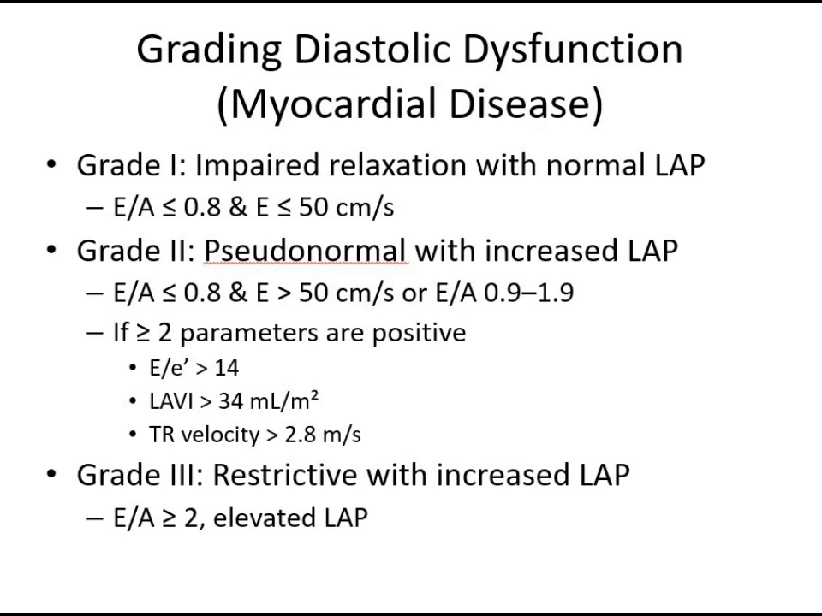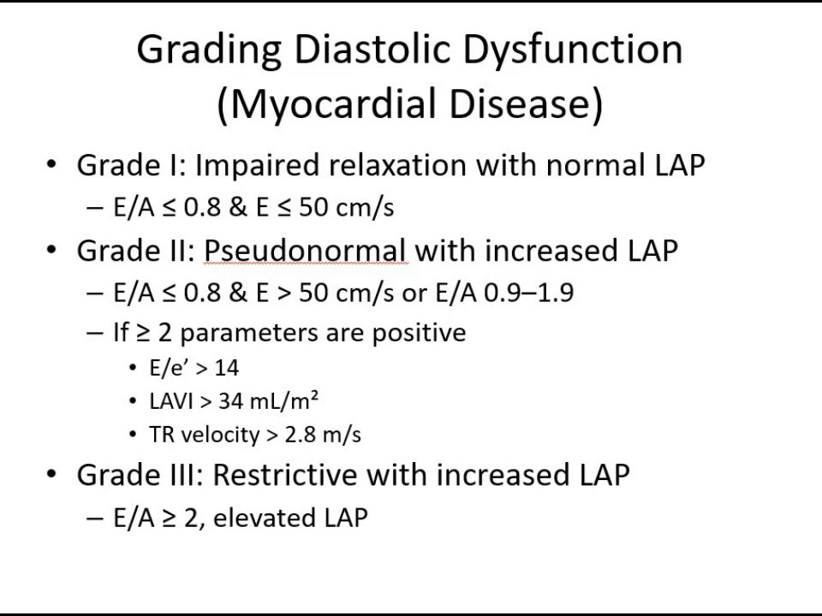Furthermore, to grade diastolic dysfunction when the patient has myocardial disease, such as reduced EF, or LVH, or infiltrative disease, we grade them based on a certain algorithm. So if the patient has grade 1 diastolic dysfunction with impaired relaxation and has normal left atrial pressure, we look at the E to A ratio. If it's less than or equal to 0.8 and their E velocity is less than or equal to 50 centimeters per second, that fits the criteria for grade 1.